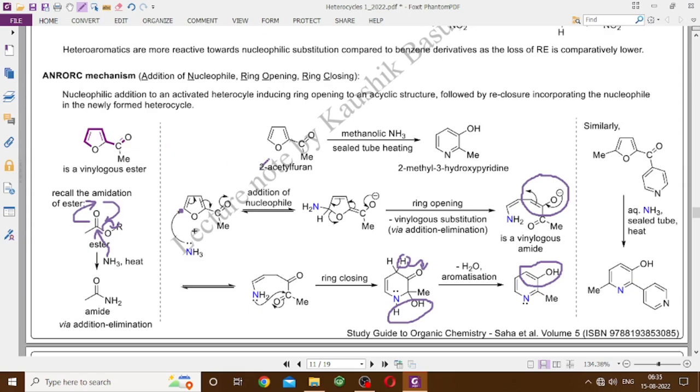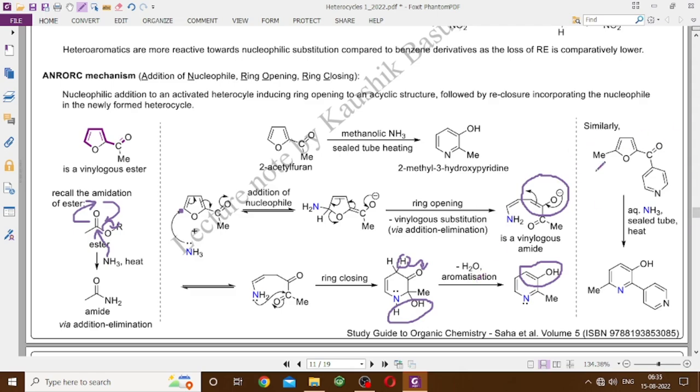This is a very important problem and it has appeared in the university question papers on many occasions. So I suggest that you practice this mechanism and assimilate what is happening in terms of the nucleophilic addition elimination of vinylogous ester, followed by ring closing, followed by aromatization.